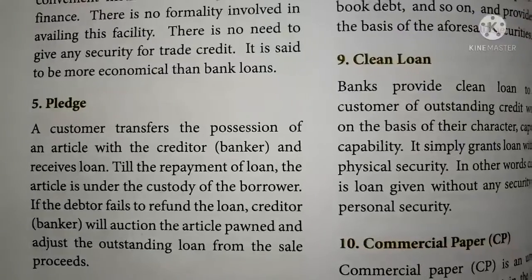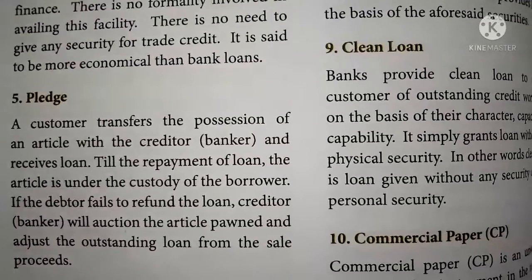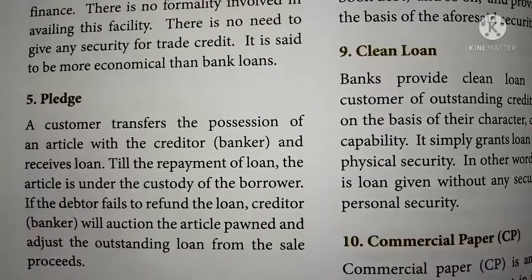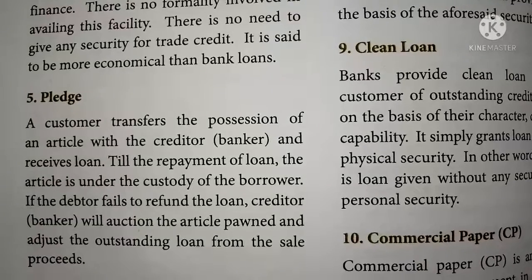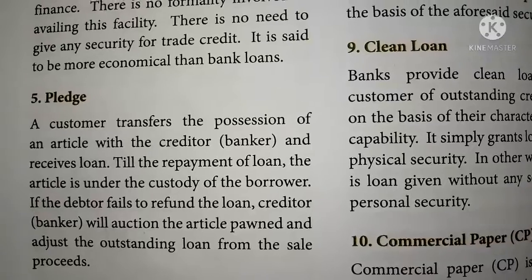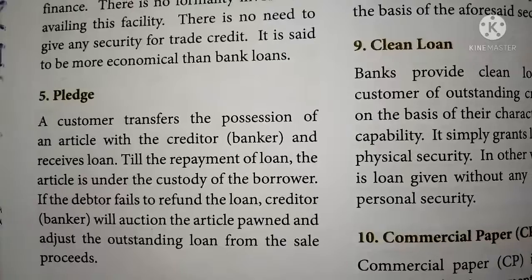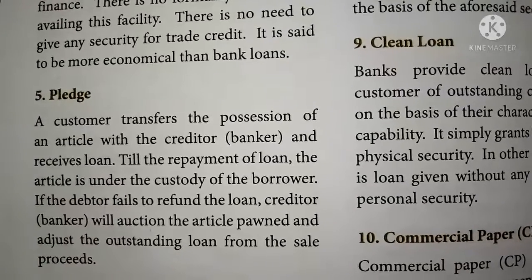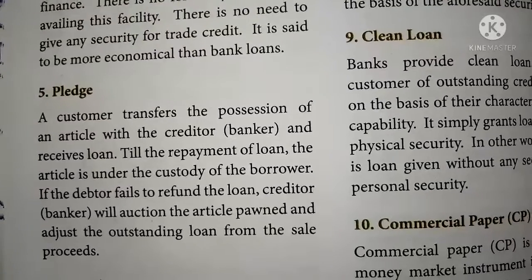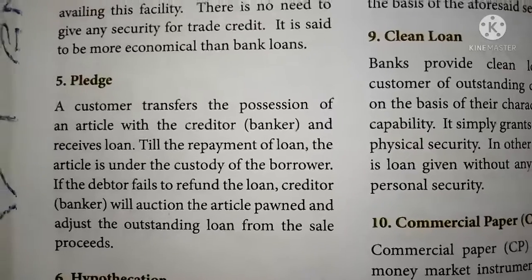Pledge. The customer transfers the possession of an article to the creditor, that is a banker, and receives a loan. So till the repayment of the loan, the article is under the custody of the banker. If the debtor fails to refund the loan, the creditor, that is the banker, will auction the pawned article and adjust the outstanding loan from the sale proceeds. So pledge is another way of getting short-term finance.